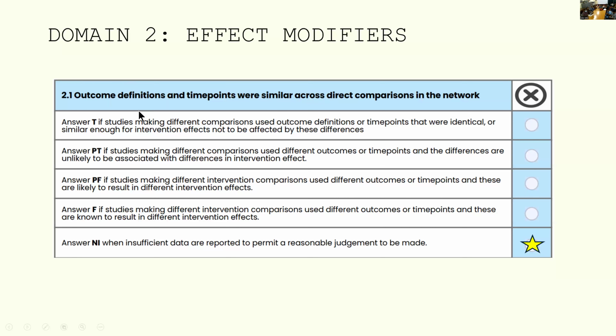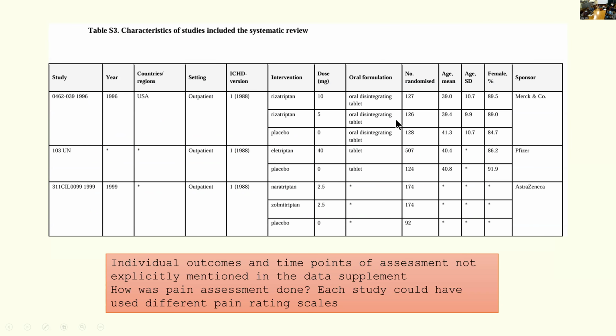So the first question was, are the outcome definition and time point similar across direct comparisons in the network? I put it as insufficient data because this is one table they had put in the supplementary, characteristics of studies including a systematic review. Nowhere is it mentioned what outcome they have studied. And it's also not mentioned what time point they actually considered.